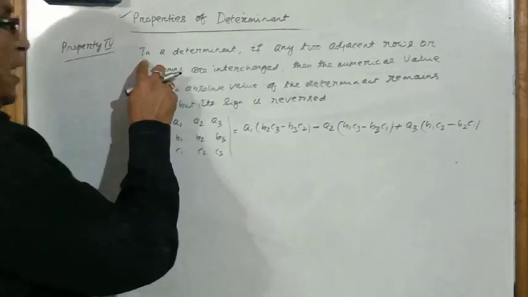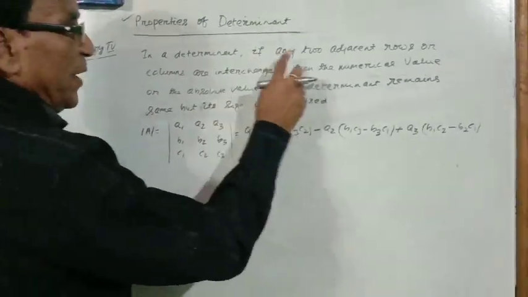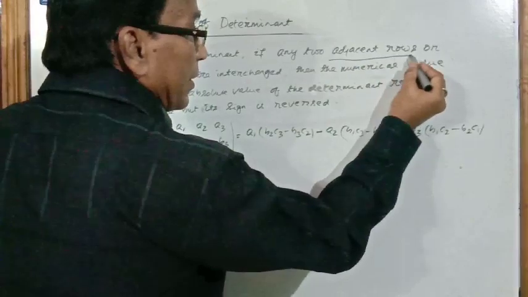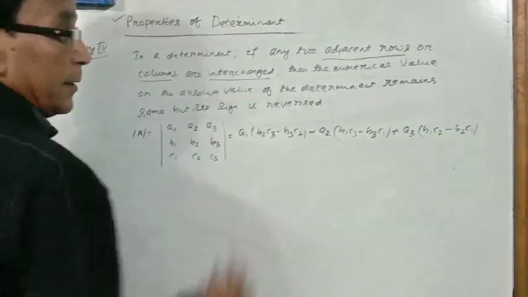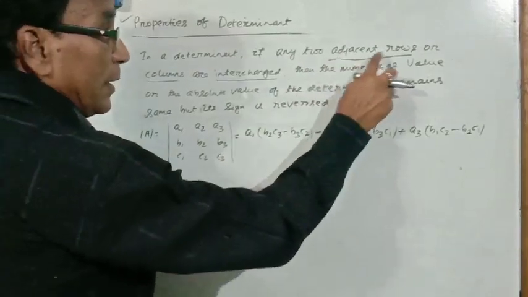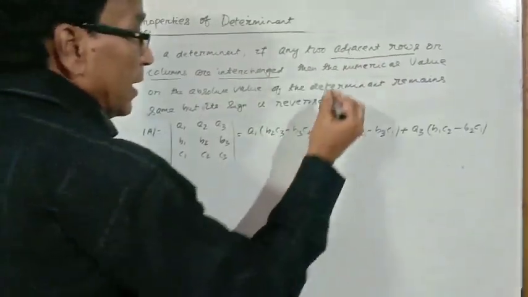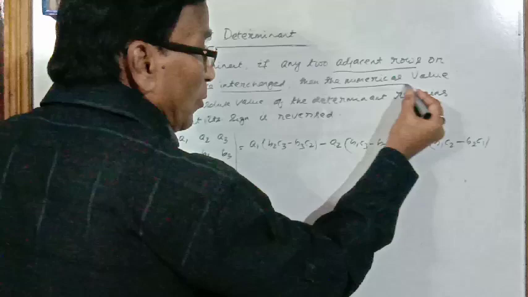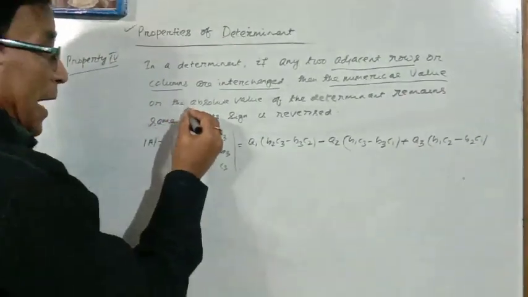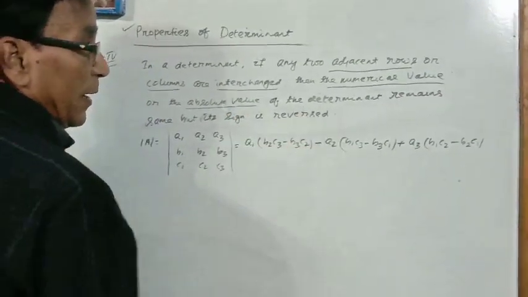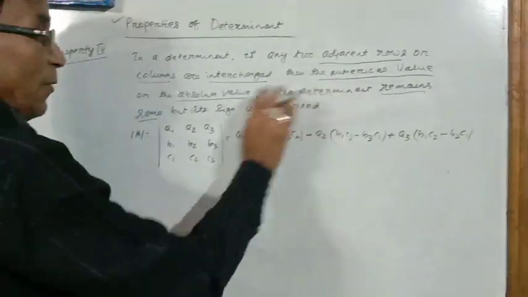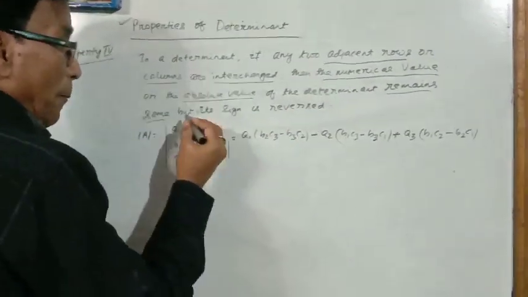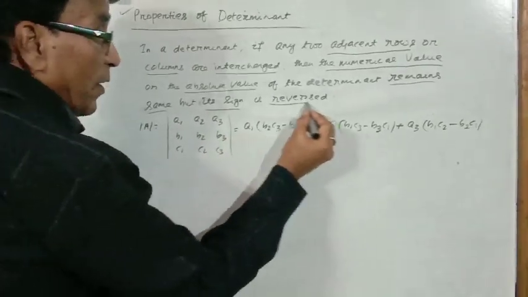Property 4. In a determinant, if any two adjacent rows or columns are interchanged, then you remember that the numerical value or the absolute value of the determinant remains the same, but its sign is reversed.